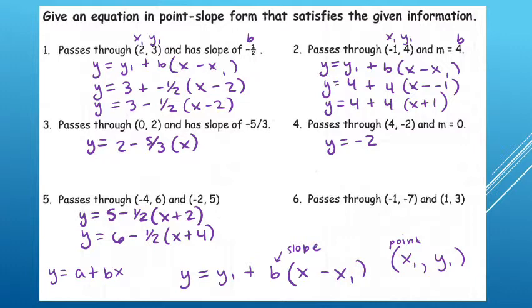And for number 6, again, there's two options depending on which point you used. y equals -7 plus 5 times x plus 1, or y equals 3 plus 5 times x plus 1. For these last two problems, make sure when you've been given the 2 points, you're going to use those 2 points to find the slope first, and then use one of those points to plug into point slope form.